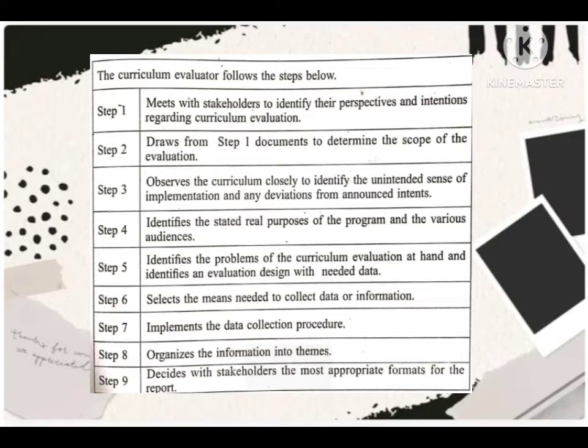In step 2, draw from the step 1 documents to determine the scope of the evaluation. In step 3, observe the curriculum closely to identify the unintended side effects of implementation and any deviation from announced intents. In step 4, identify the stated and real purposes of the program among the various audiences. In step 5, identify the problems of the curriculum evaluation at hand and identify an evaluation design with needed data. And in step 6, select the means needed to collect data or information.